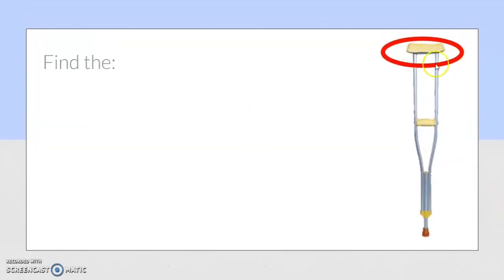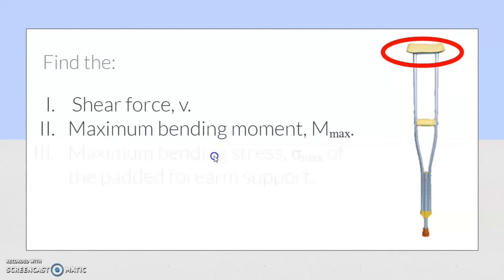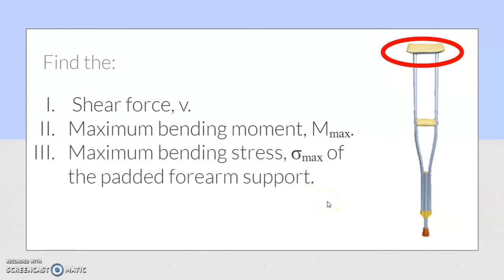I will continue with learning outcome 2, solve problem involving stress in beam. So, this is the part that we will be focusing on, and we will need to find the shear force V, maximum bending moment M max, and also maximum bending stress sigma max of the padded forearm support.